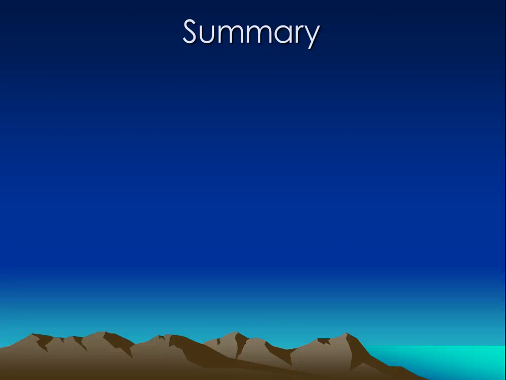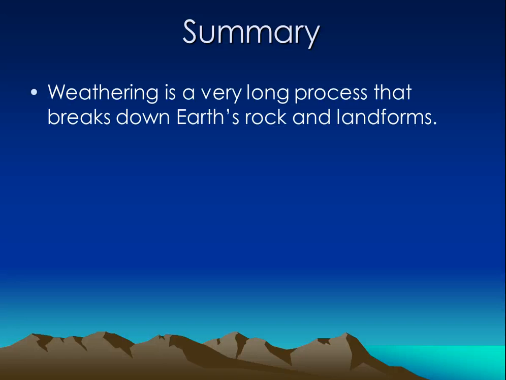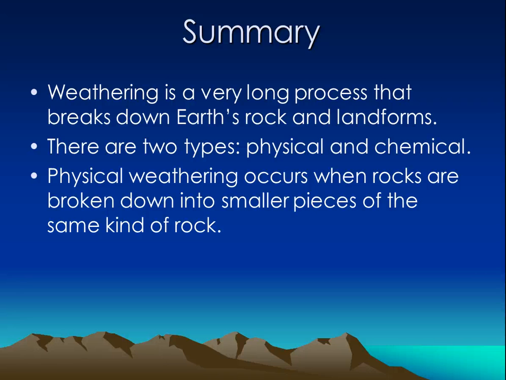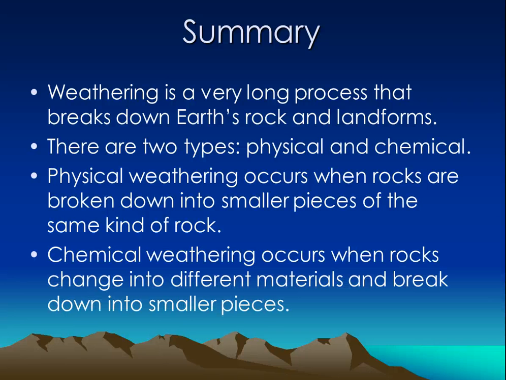Let's go over a quick summary. Weathering is a very long process that breaks down Earth's rock and landforms. There are 2 types, physical and chemical weathering. Physical weathering occurs when rocks are broken down into smaller pieces of the same kind of rock, while chemical weathering occurs when rocks change into different materials and break down into smaller pieces.